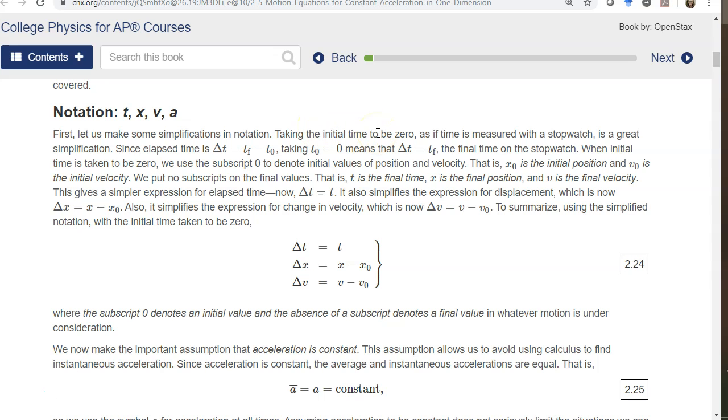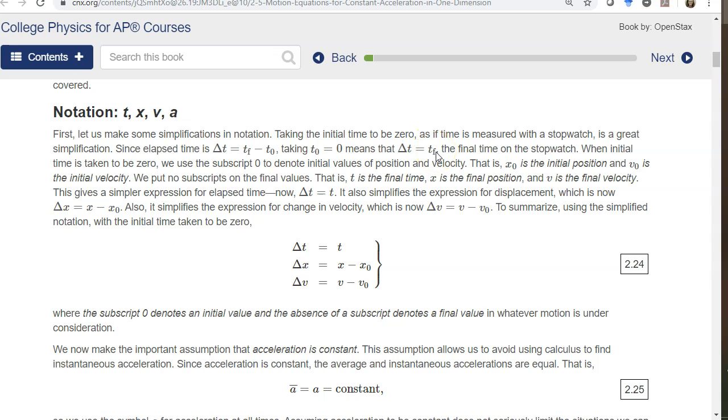So here's what it says. Taking the initial time to be 0 as if time is measured with a stopwatch is a great simplification. So since the elapsed time is delta t, this basically just means change in time. The change in time equals the time at the final position minus the time at the 0 position. So if you started a stopwatch at 0, the t sub 0 is 0. And so if you subtract the initial time from the final time, it's whatever t sub f is minus 0, therefore the change in time is t sub f.